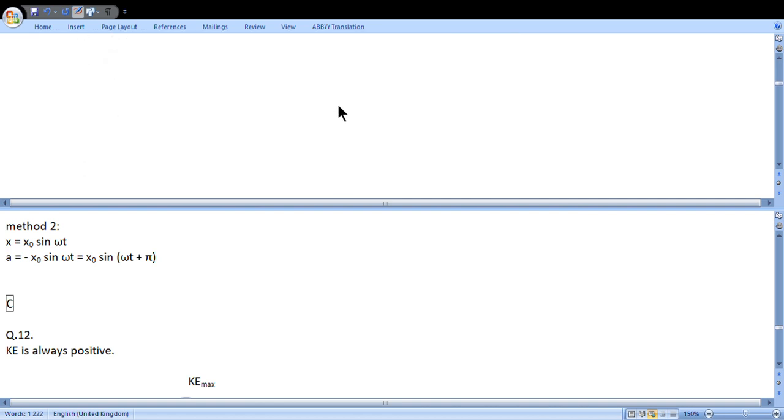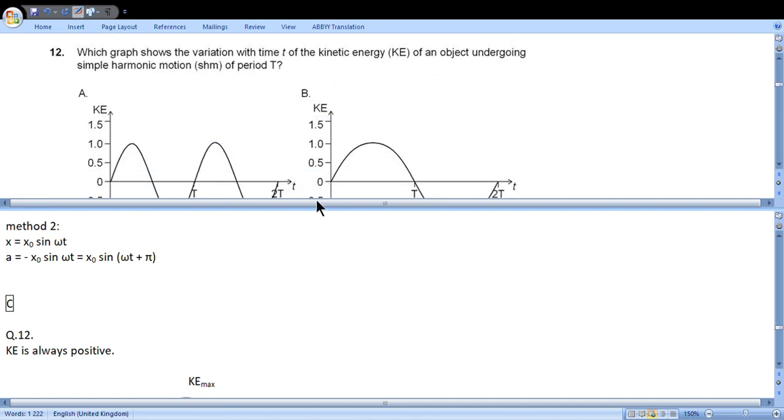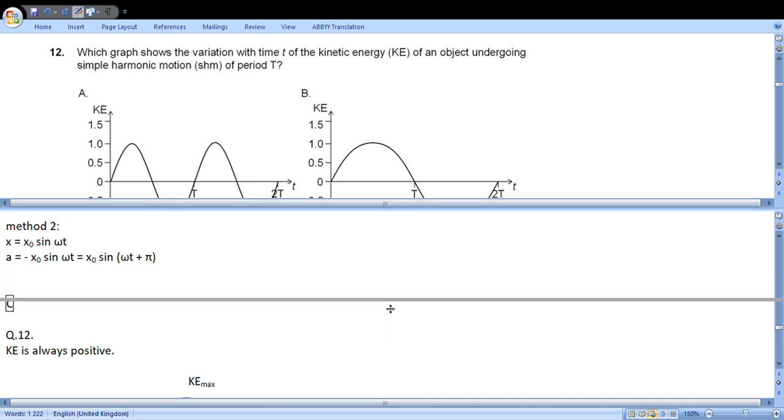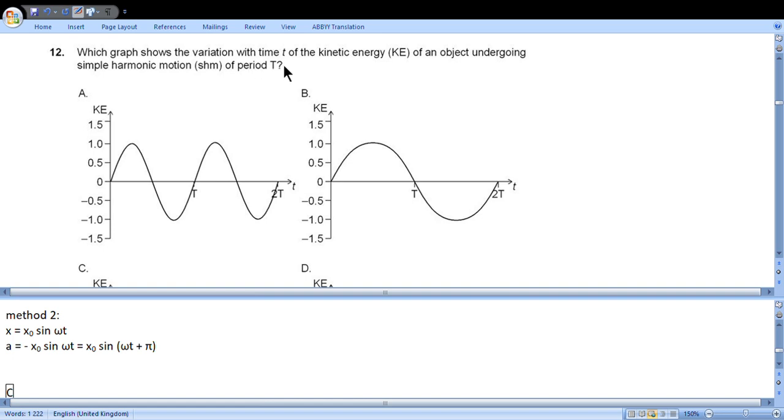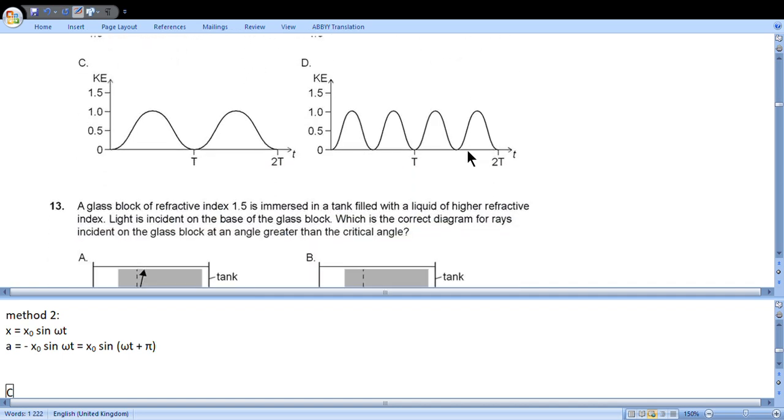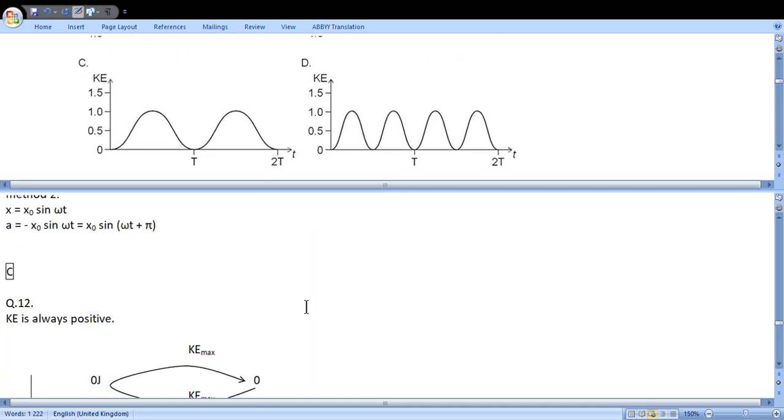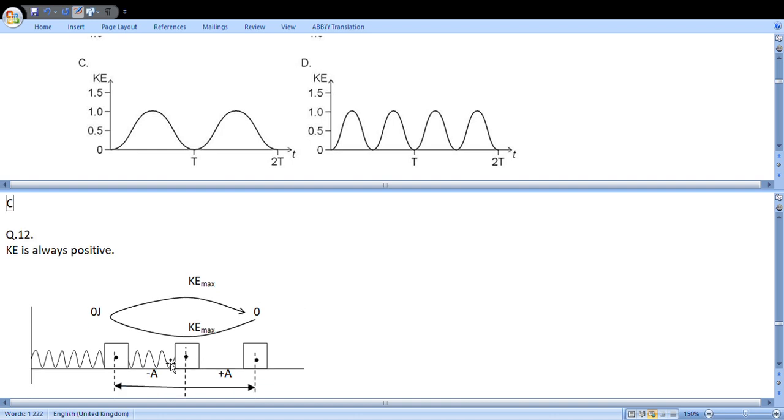Question 12. Which graph shows the variation with time of kinetic energy of an object undergoing simple harmonic motion of period T? Energy is always positive. This is why we exclude A and B, and we look at these two graphs. If we redraw this picture, we see that kinetic energy goes from 0 to maximum, then to 0, then again maximum over a period. So it reaches maximum 2 times over a period. So this is picture D. So we choose D.